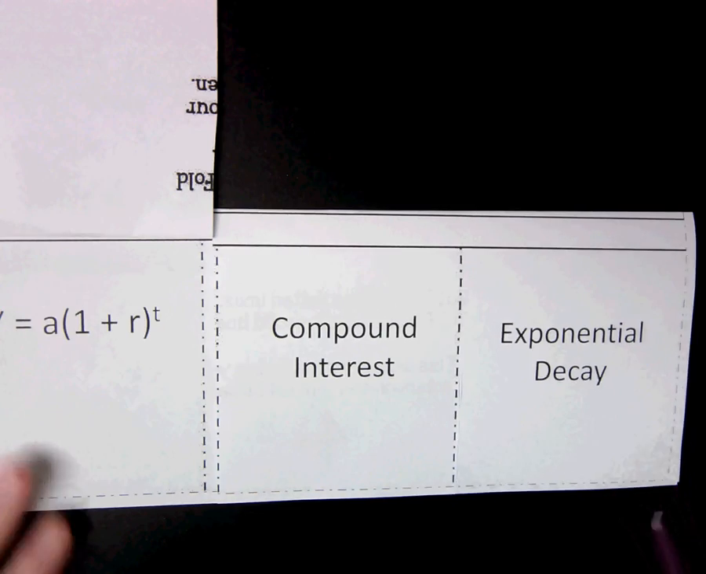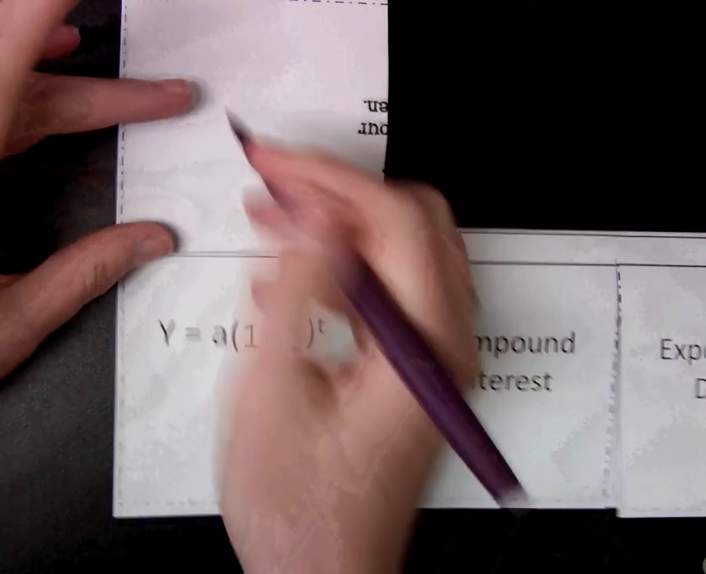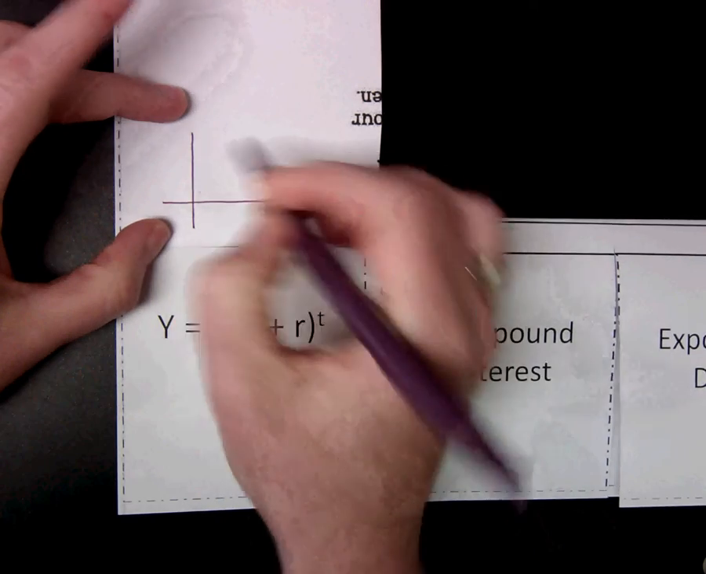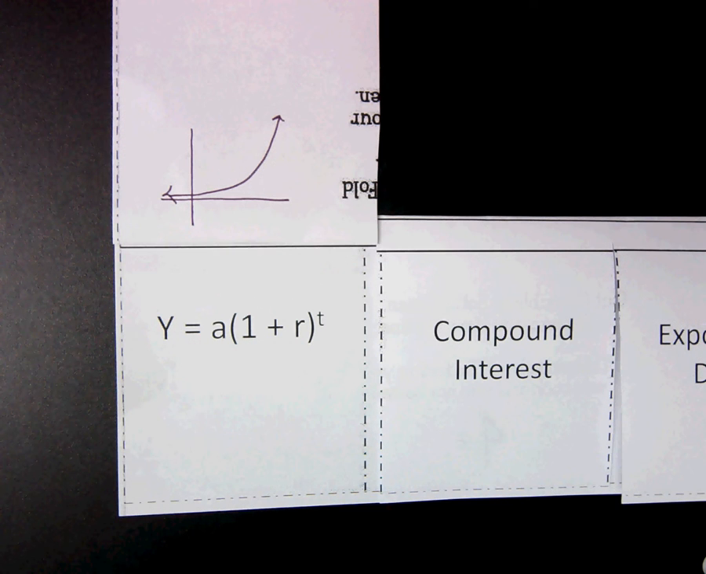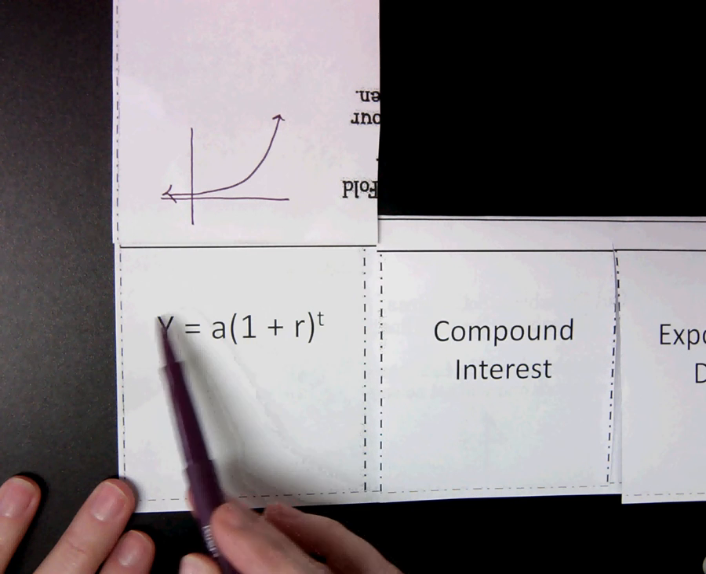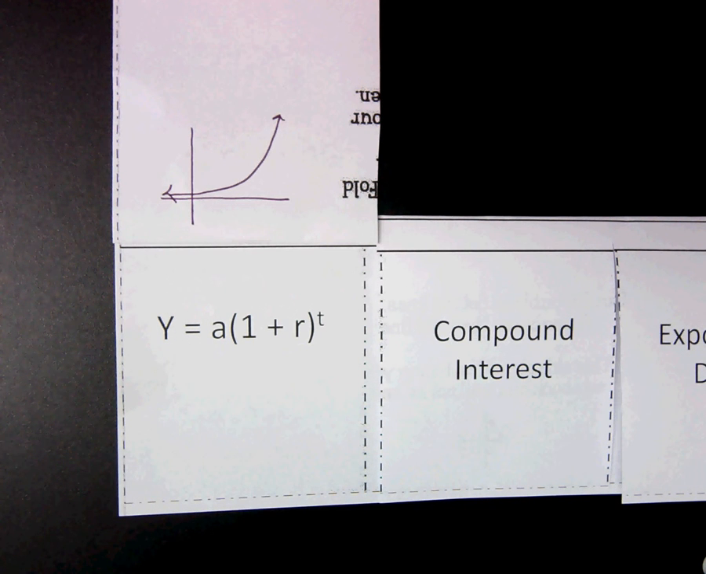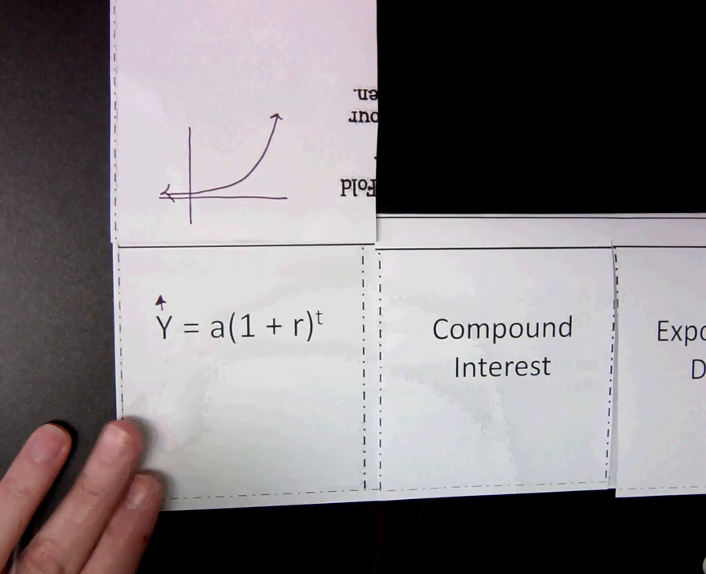Okay, so talking about exponential growth. We already talked about what an exponential graph looks like. If we are talking about exponential growth, then we should have a graph that shows it is growing. Okay, so an exponential growth graph is going to look something like that. Here is our formula. This is what our formula for exponential growth will look like and what we will use to generate an equation.